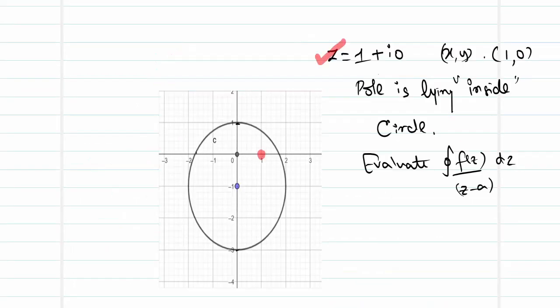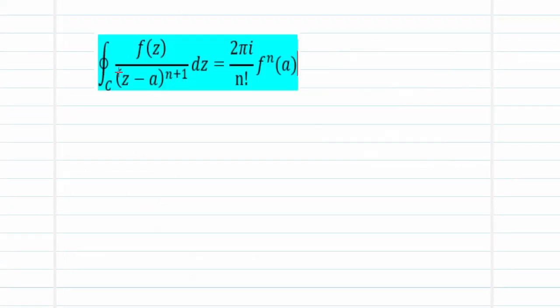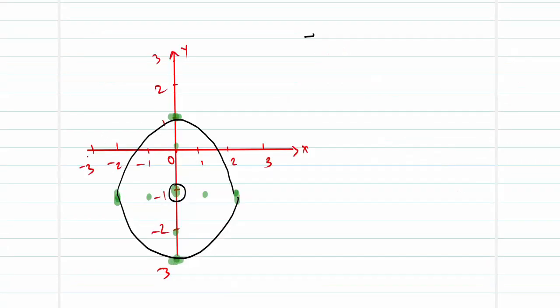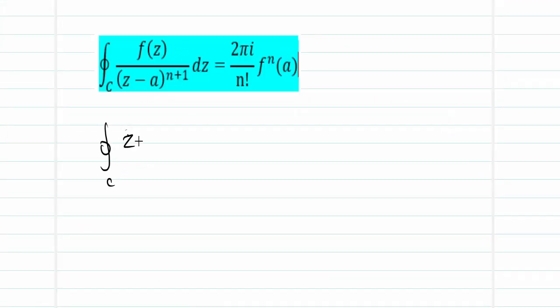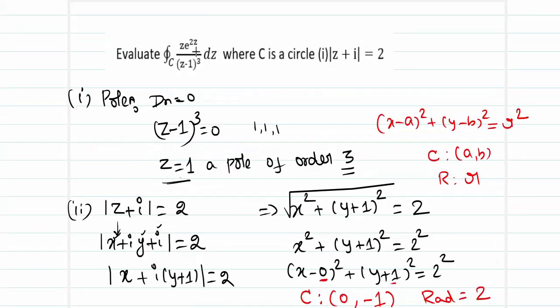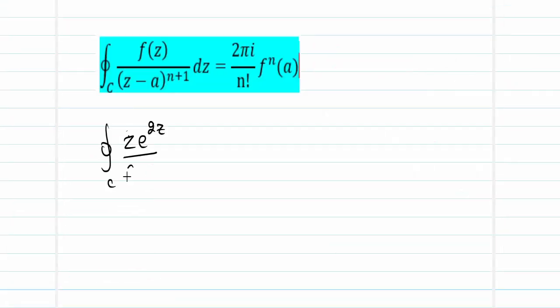So we will have to recollect the Cauchy formula for derivative. Recollect it as integral over C f of z by z minus a power n plus 1 dz is 2 pi i by n factorial f^n of a. What is the question we have? Integral over C. We have this to be equal to the numerator z e power 2z divided by what is there in the denominator? z minus 1 the whole cube. So this is z minus 1 the whole cube dz.